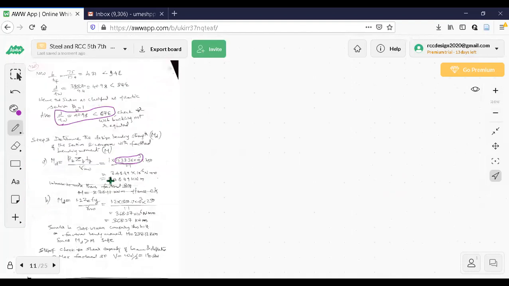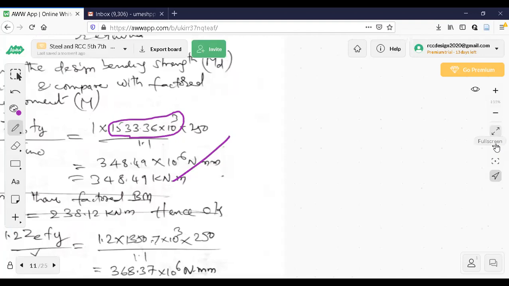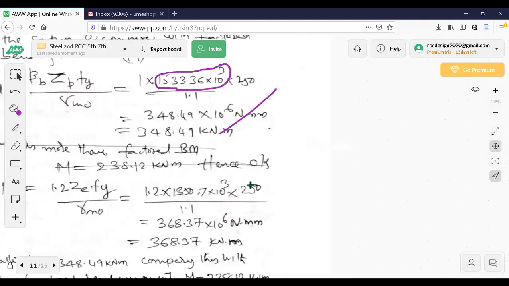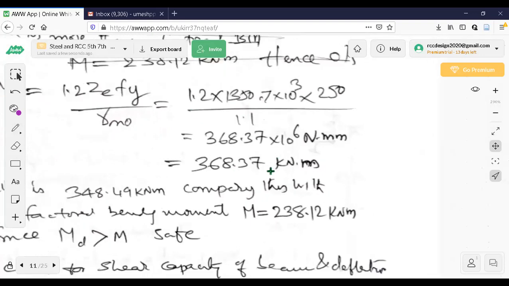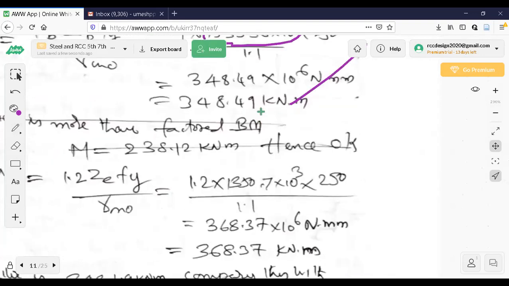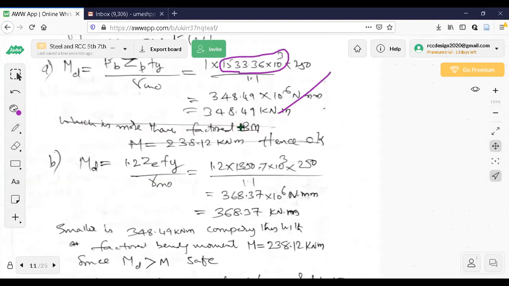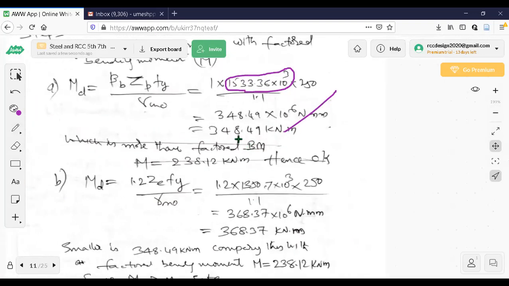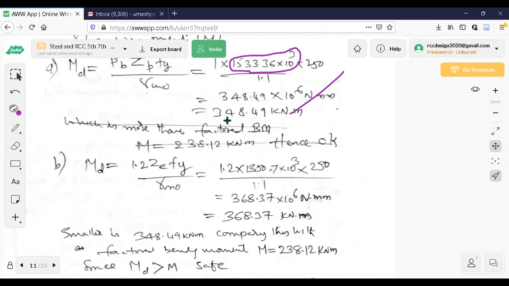Observe this. For the first equation, ZP is to be used. For the second equation, ZE is used. There is a difference. In place of beta B, 1.2 is written because it is a constant. There it was beta B, here it is 1.2. Like this, we calculate 368.37. Which is more here? Which is less? 348 is less. It means the bending strength of the I section is 348.49, because out of these two, the smaller is this.